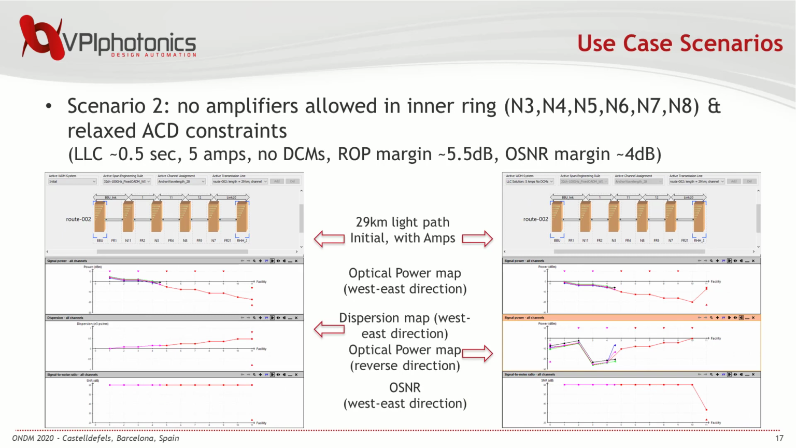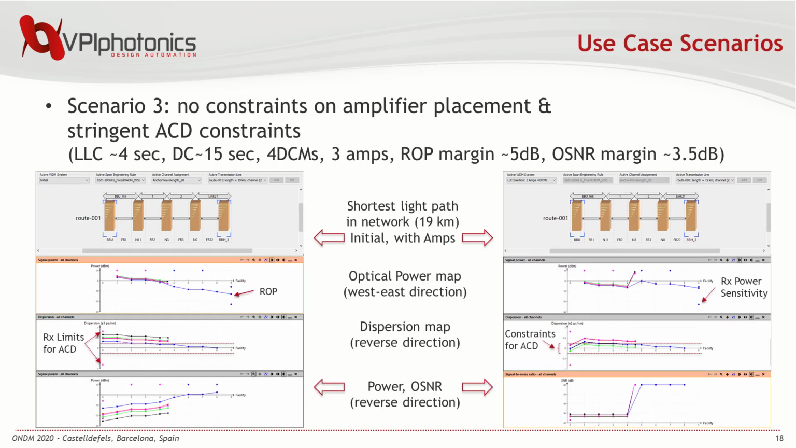In the second use case, the algorithm generates solutions with 5 amplifiers. The lower OSNR is the result of constraints imposed on amplifier locations, as it is seen on the right side. The amplifier is added to the west-east direction right before the receiver, in other words, after total loss of all fibers in the light path.